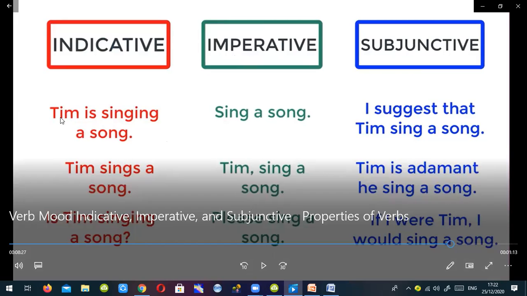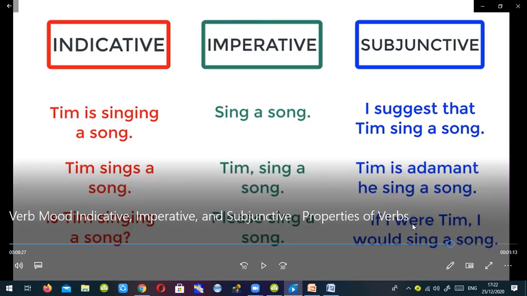You can compare me singing a song. Imperative, sing a song, is a suggestion. I suggest that team. There is a team, third person singular. You can see the verb sing without s, right? Team sing a song here. You can use this also, team sing a song also. And here, team, he sing a song.